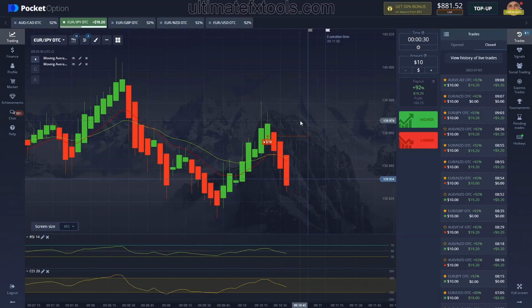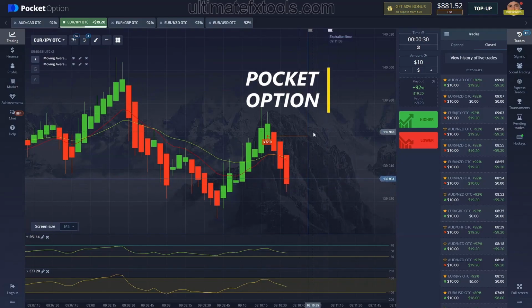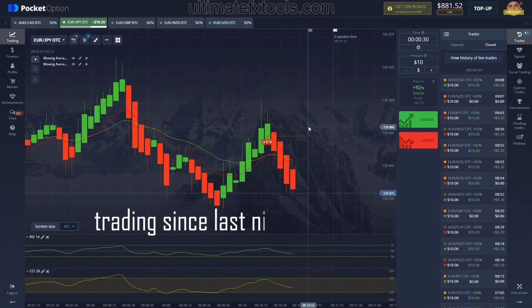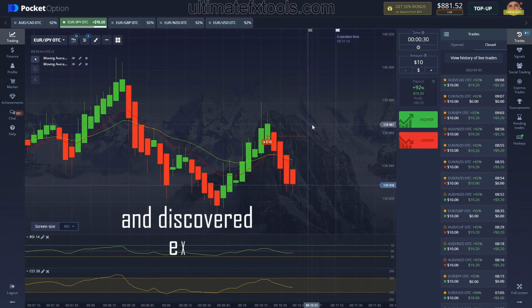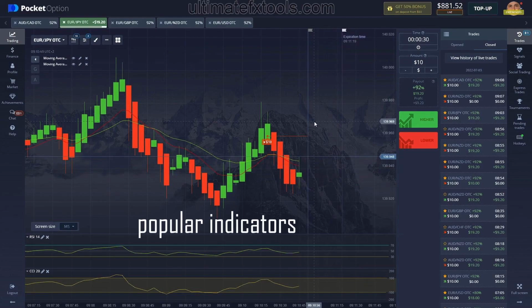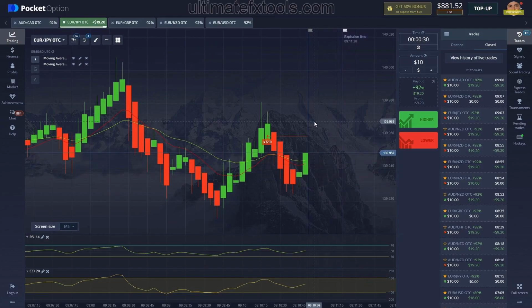Good day, traders. Today, we will be trading pocket options in the OTC market. I have been trading since last night and discovered an excellent, effortless strategy for making profitable trades in the OTC market. This strategy involves using some popular indicators on the pocket option platform.